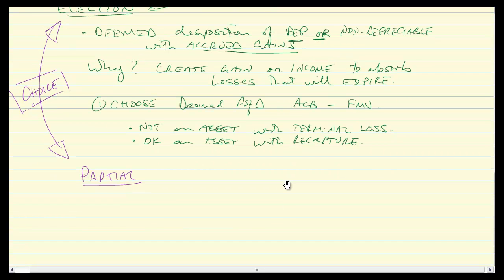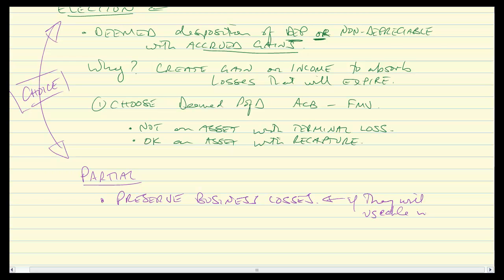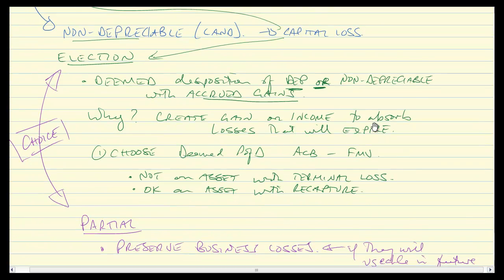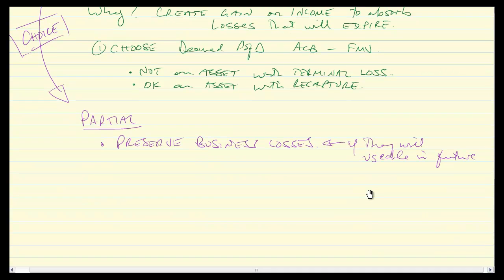But in a partial election, the main point of this is that this lets you preserve business losses. Why would you want to do this? Well, if you think they will be usable in the future, and this comes back to the thing that you talked about at the beginning. I'll just scroll back up there. This third one, this restriction on the losses. If you think this same or a similar business under the new ownership, the new control, will be able to use these losses, then you may not want to trigger recapture this year.